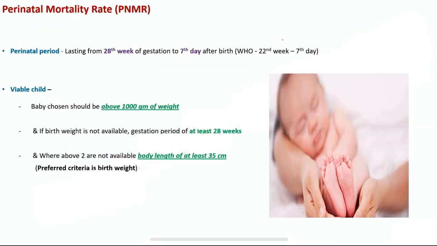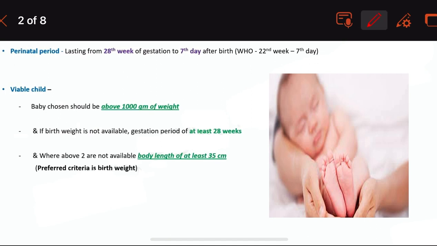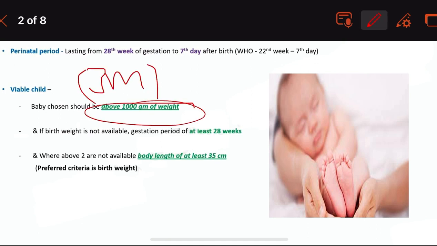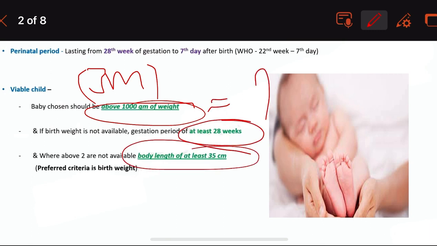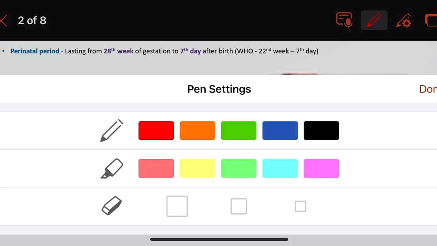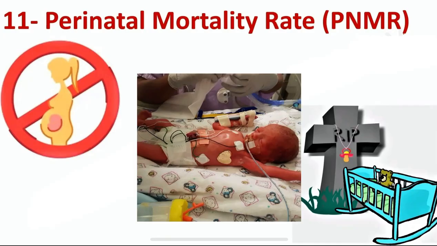Okay. So I guess those are all the MCQs. Yeah, the viable baby. This could be a short question. Viable baby should measure more than 1,000 grams, which is equal to 28 weeks of gestation. And in case both criteria are not present, when you measure the length of the baby, it should be more than 35 centimeters.